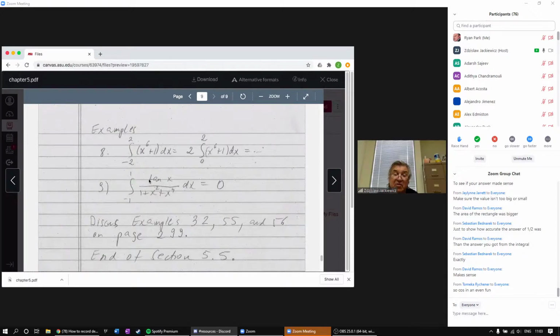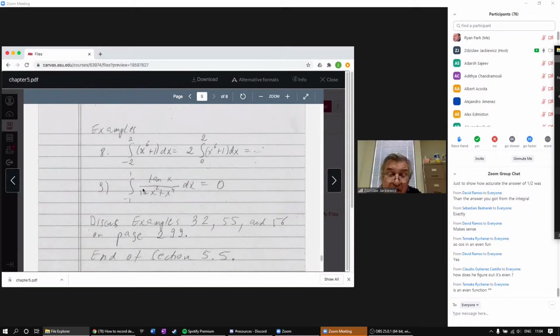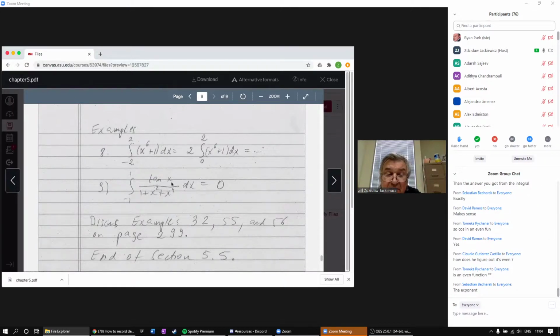And look, this is nice. From -1 to 1, tangent x over 1 plus x squared plus x to the 4 dx. Well, a very complicated function, and probably there's no way to integrate it. However, if you make the observation that this function is odd, then you don't have to compute anything. The answer is just 0. Tangent x over 1 plus x squared plus x to the 4 is an odd function.